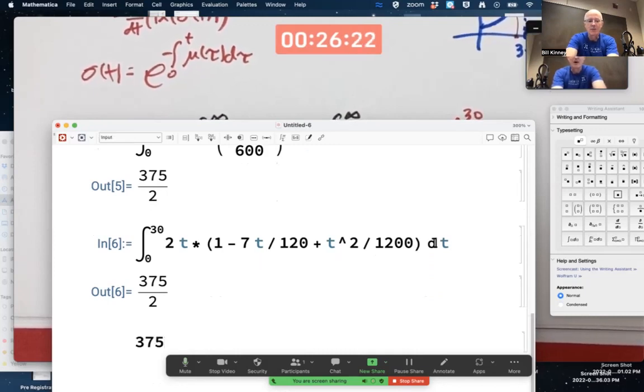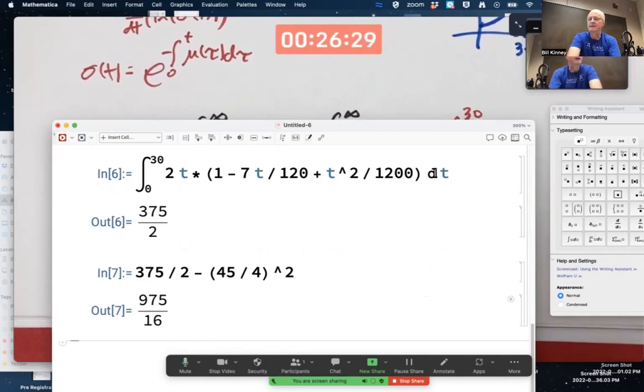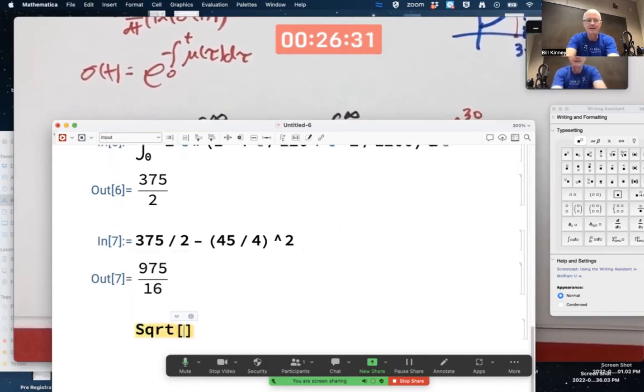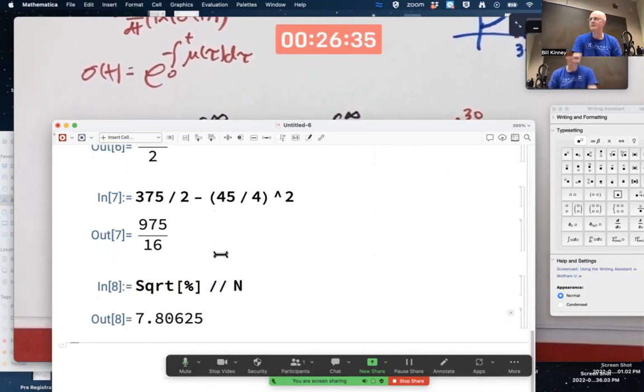As usual, take your second moment, subtract the square of your first moment. What was it, 45/4? There's your variance. Take the square root of that. Standard deviation is about 7.8.